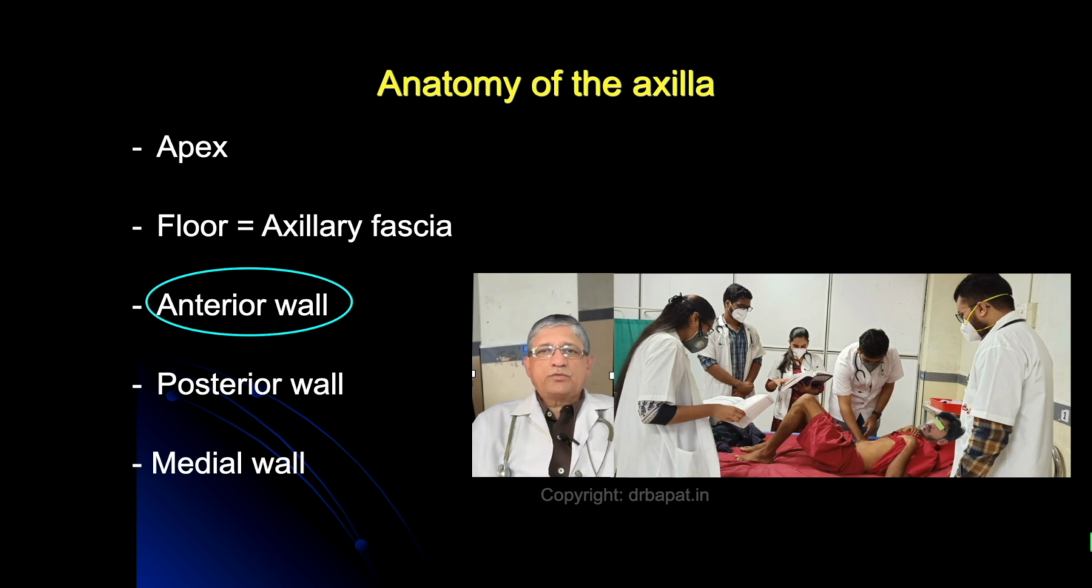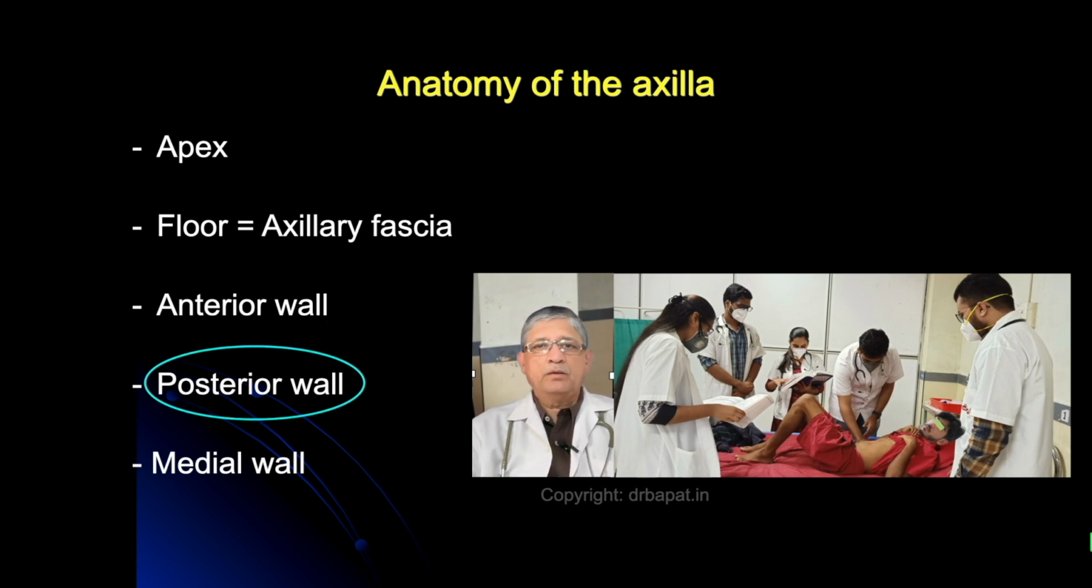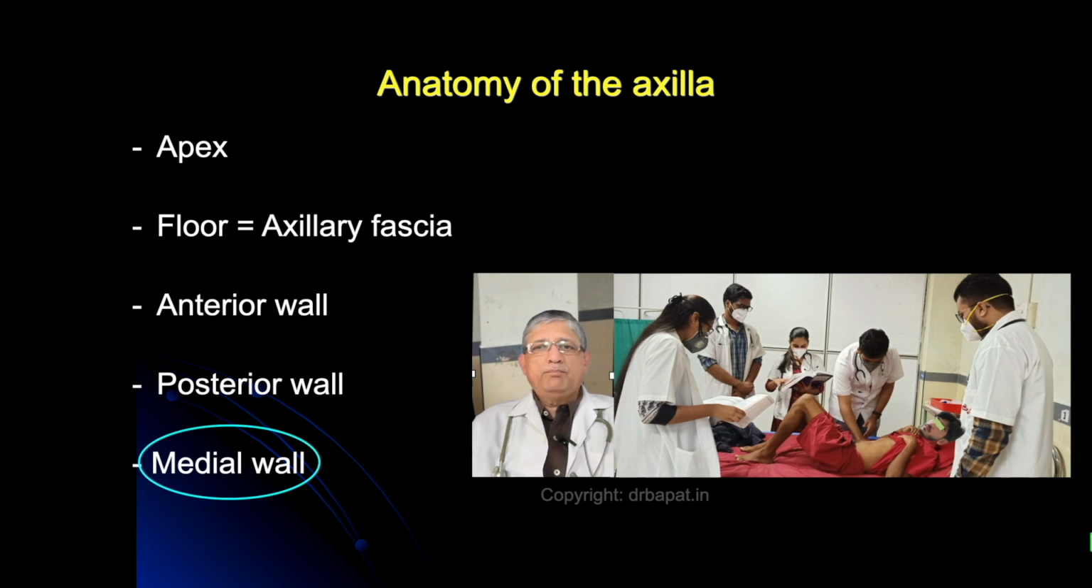The anterior wall is formed by pectoralis major, pectoralis minor, subclavius, and the clavipectoral fascia. The posterior wall is formed by subscapularis and teres major, with the tendon of latissimus dorsi winding around teres major. The medial wall is formed by the upper part of serratus anterior.